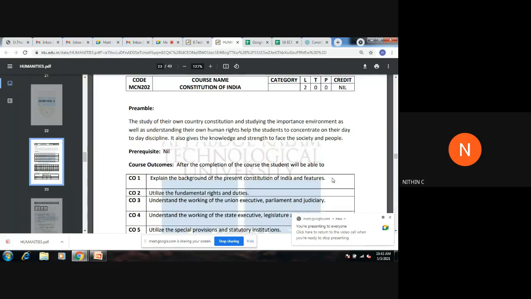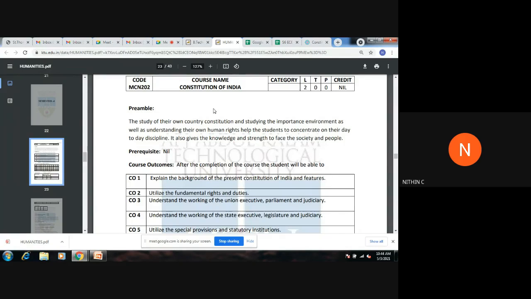Okay. So this is actually your subject that I'm handling in this semester. Its code is MCN 202. MCN 201 ആയിരുന്നു നിങ്ങൾക്ക് sustainable engineering. So in this semester you will be studying a non-credit paper, Constitution of India.